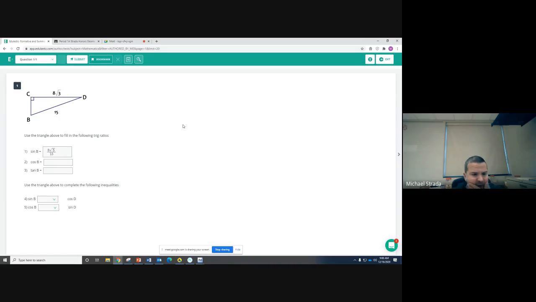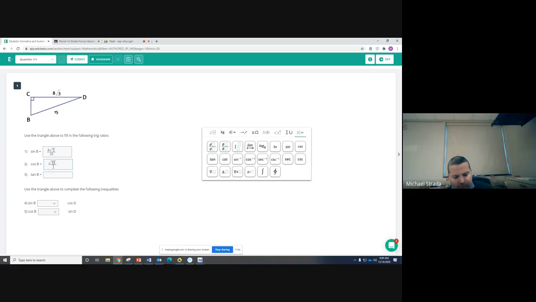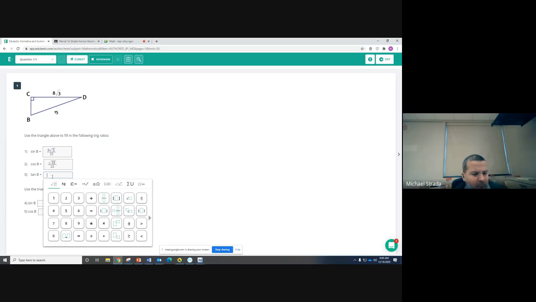All right. Now the cosine of B, realize cosine is adjacent over hypotenuse. They don't give it to you, so you have to use the Pythagorean theorem. So you're going to do 8 root 3 squared, which is 192, and 15 squared, which is 225, and you're going to subtract. 225 minus 192 is 33, so the cosine of B would be the square root of 33 over 15.